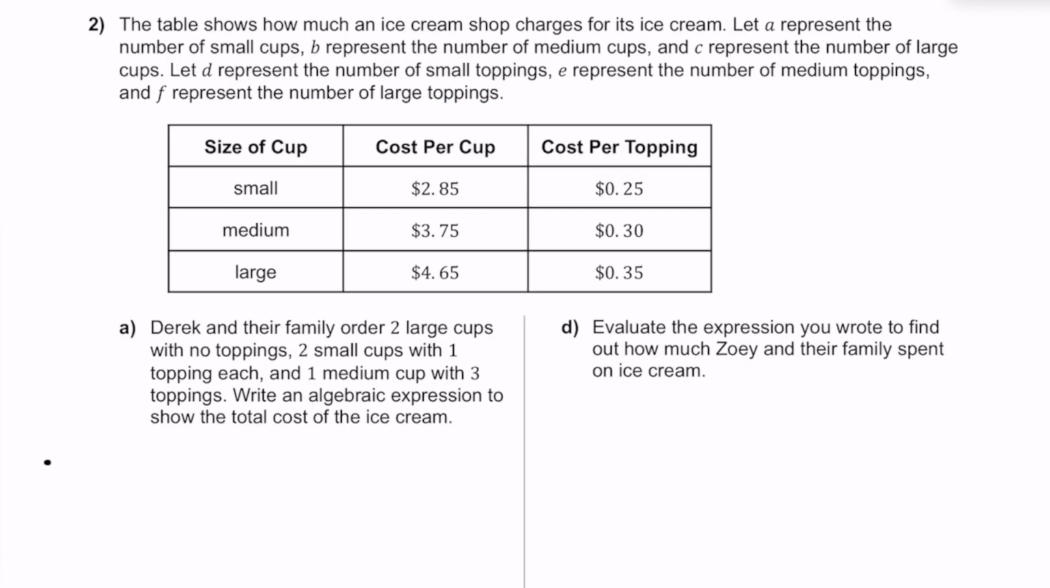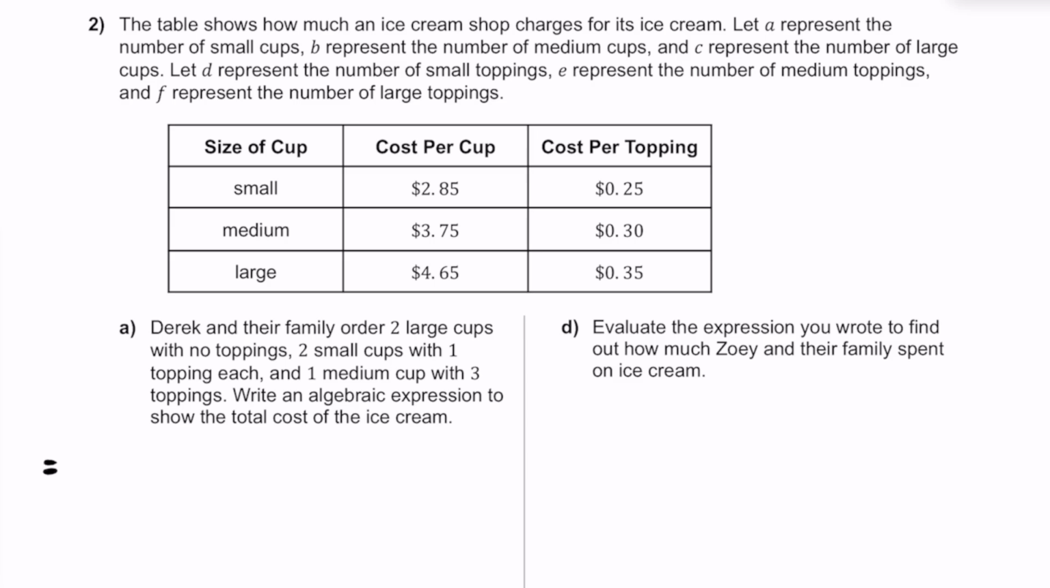All right, so let's see here. Let's go ahead and write an expression to represent the total cost of what Derek's family is ordering. So they're getting 2 of these large cups with no toppings. So let's say we have the price of a large cup here, and we have the price of these large toppings.